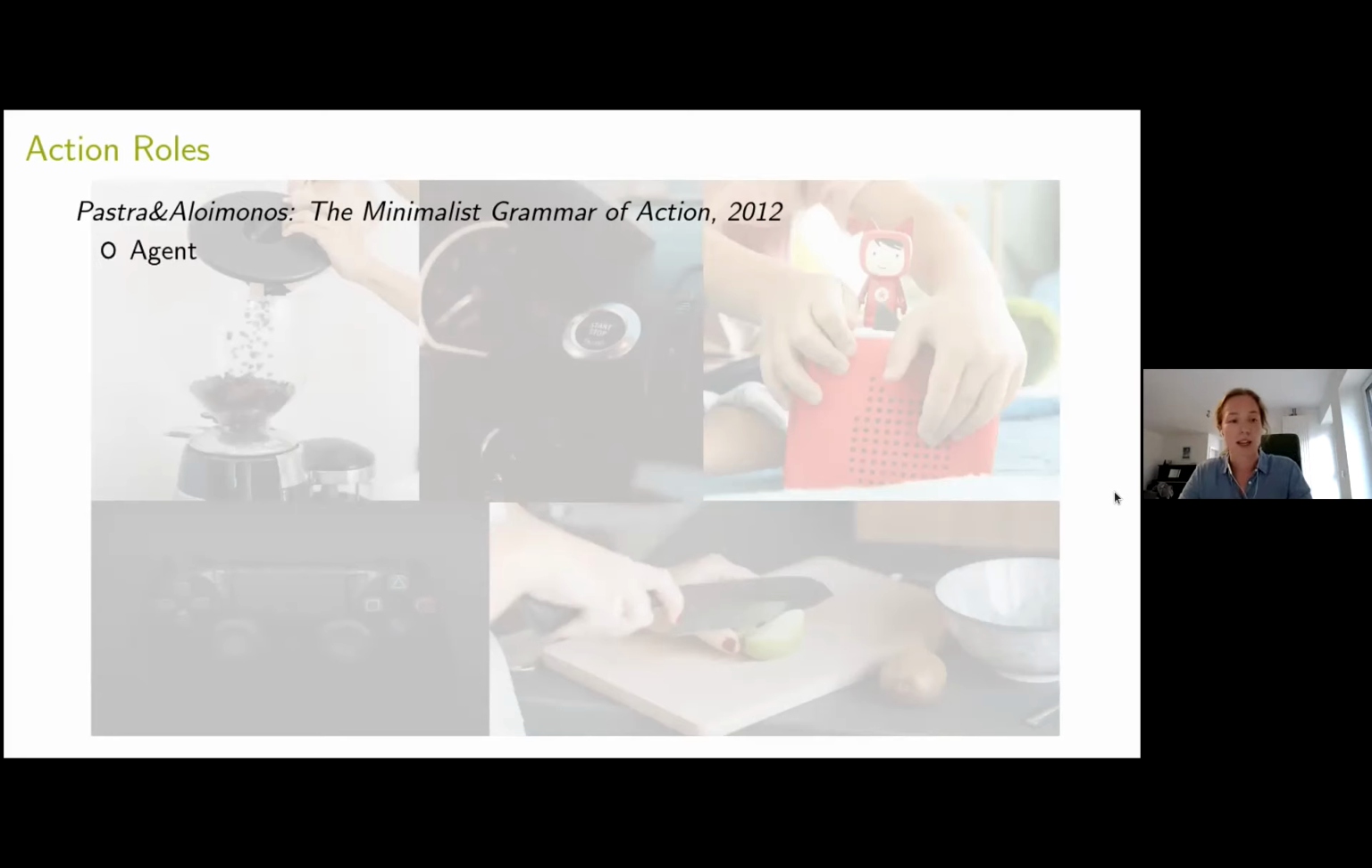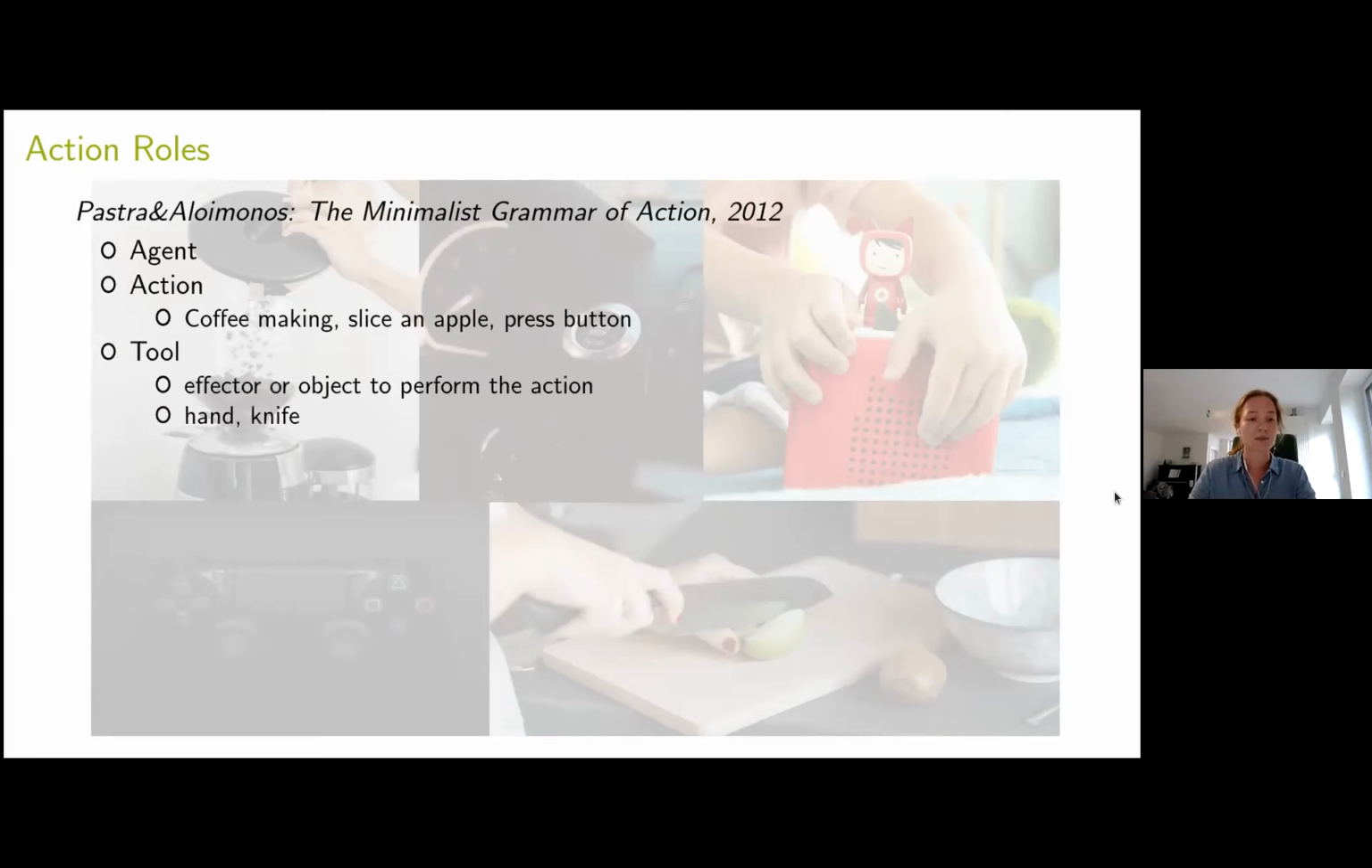So we have an agent, which is the subject that is acting in the scene. We have the action itself, which is like when you have a sentence, it would be the verb of the sentence, like coffee making or slicing an apple, pressing a button. We have then the tool, which is either the body part effector that is used to perform an action, or an extension of this effector, which is then usually an object, which is also used as a tool. So for a body part, this would be your hand or maybe a foot, and an object-like tool would be something like a knife.